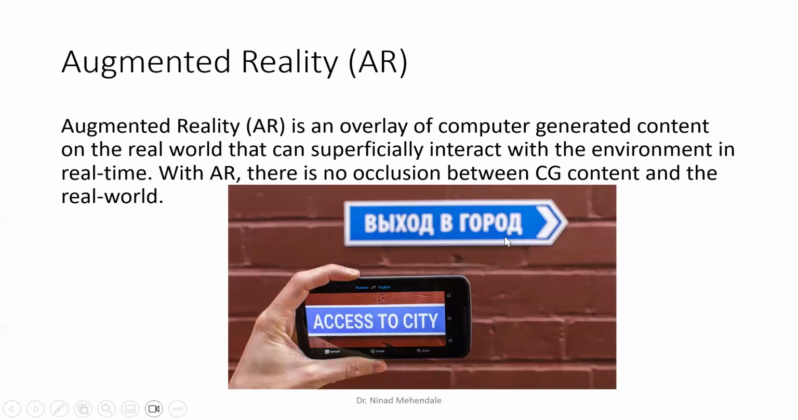So what is augmented reality? If you have used translators on your mobile phone, you might have seen this kind of thing where you show an image in some Russian language and it will translate it to English in real time. So augmented reality is a way of overlaying computer generated content on real world images. Basically, it's a game of overlaying the images. Now, how it overlays and all those technologies we are going to study, and there is no occlusion, or content is overlapping smoothly with the real world contents.